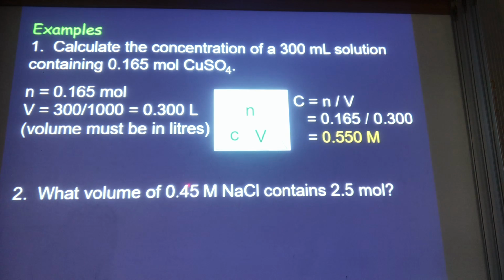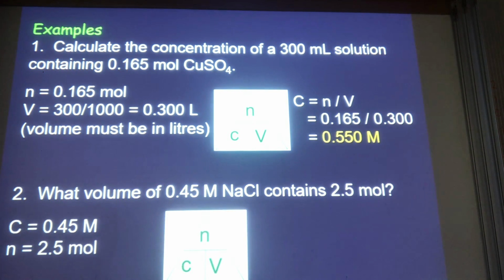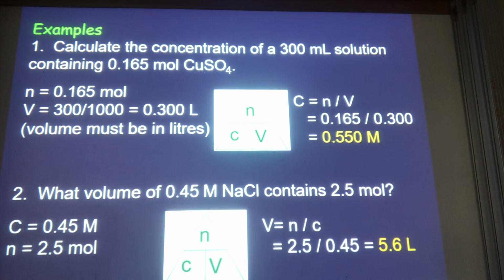So we've got the concentration, we've got the number of moles, we're after the volume. Volume equals N over C. It's easy, you've just got to remember to use the formula the right way around. Have your fail-safe way of doing it. A lot of people like formula triangles, but whatever way works for you.